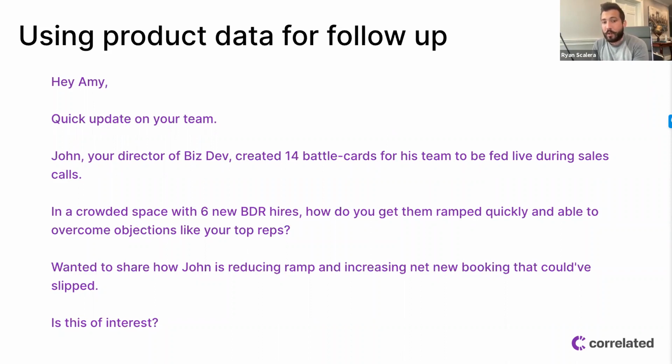But the more you get ingrained with this, the better chance you have at writing a message that's going to get someone to actually respond, because it shows that you kind of know them, you kind of know what you're talking about, and this is not going to be a giant product pitch.